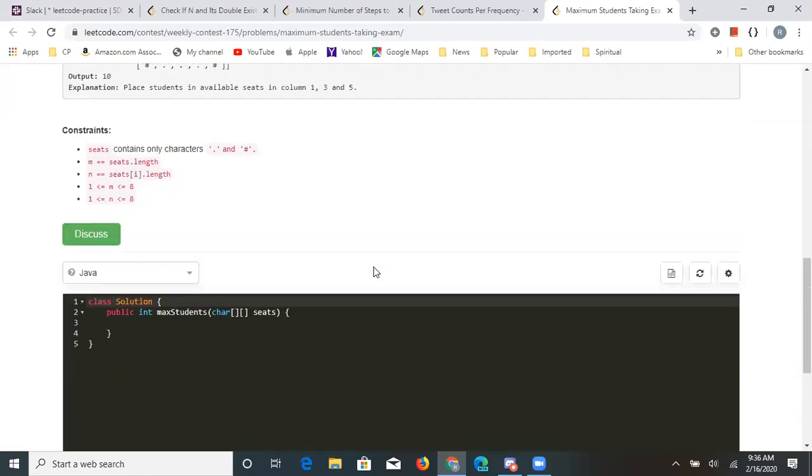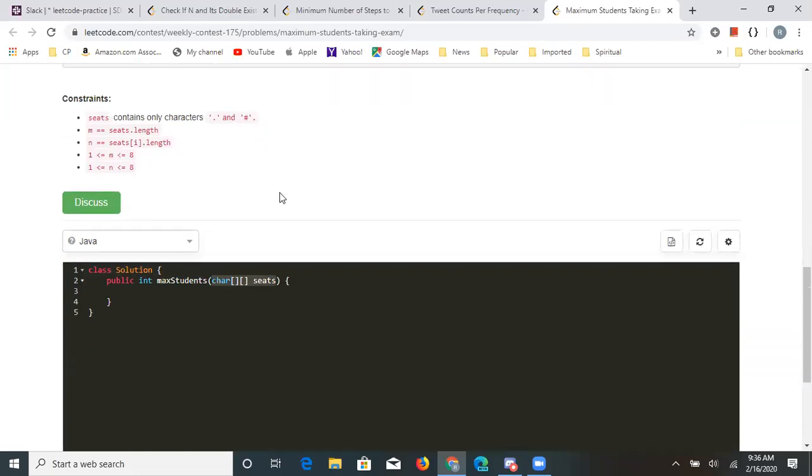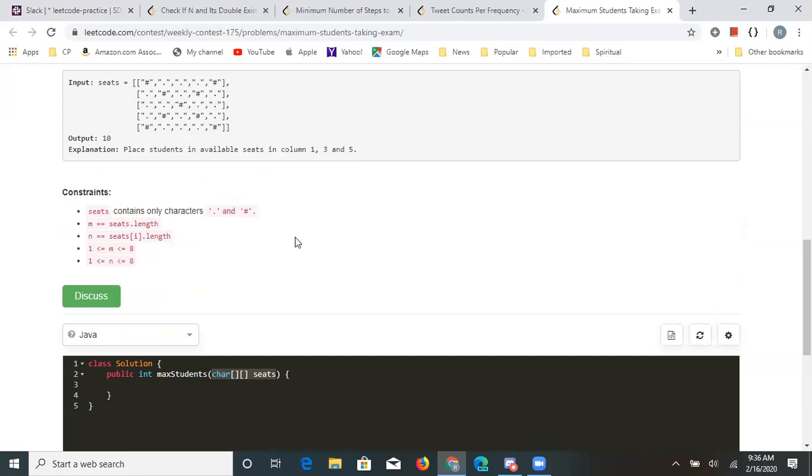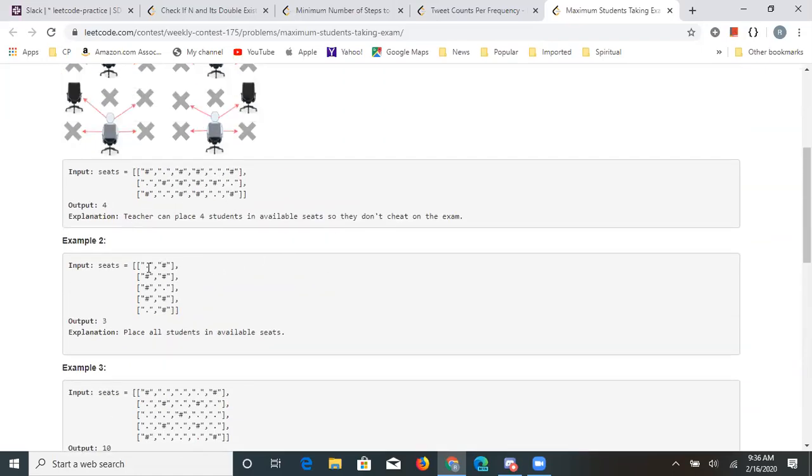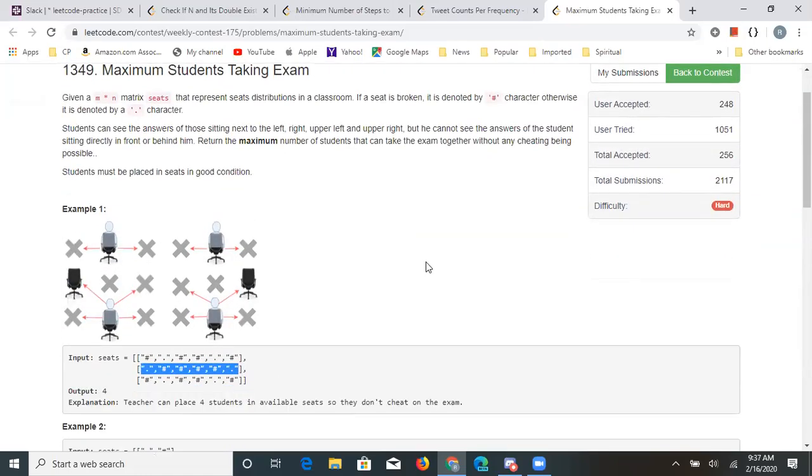So the problem is, you have been given this configuration, you have to return how many maximum students can take the exam, and the bound for m and n is just 8. So you will have a maximum of 8 students in one row, and you can have a maximum of 8 rows. That's the problem. Any question on the problem?